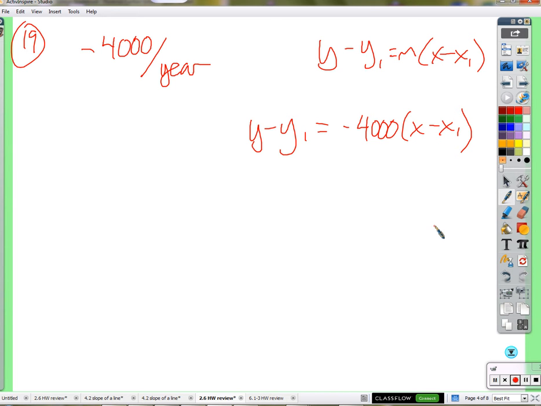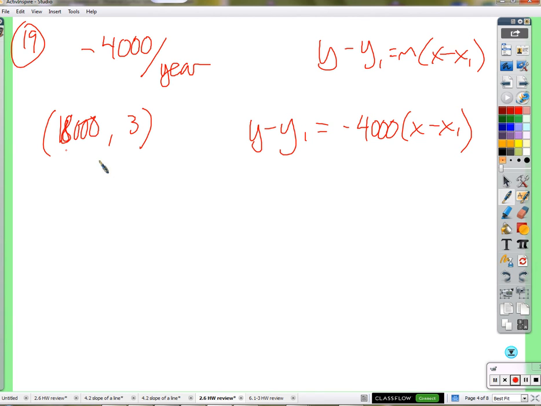Only I need a point. Do I have a point? Well, let's read the rest of the problem. It says, after 3 years, the car is worth $18,000. 3 years, 18. Is that 18? 18,000. And 3. Comma 3? Boom. Says after 3 years, then the car is worth $18,000.